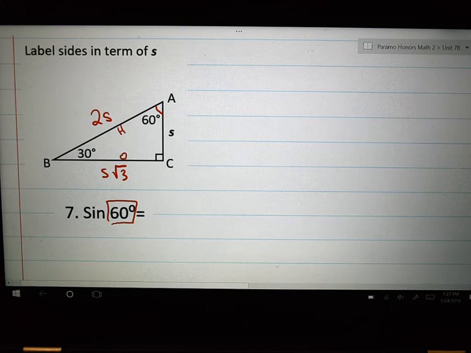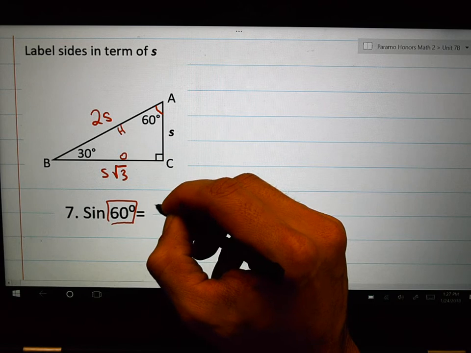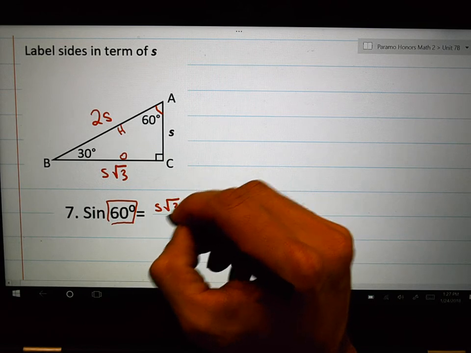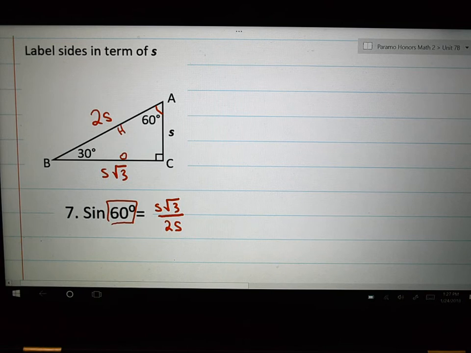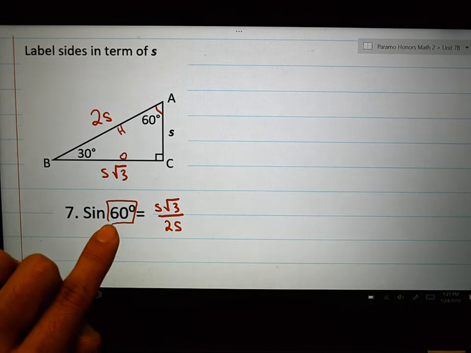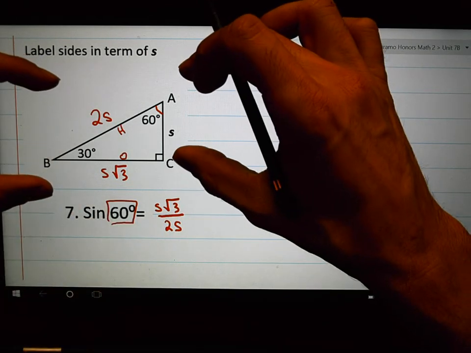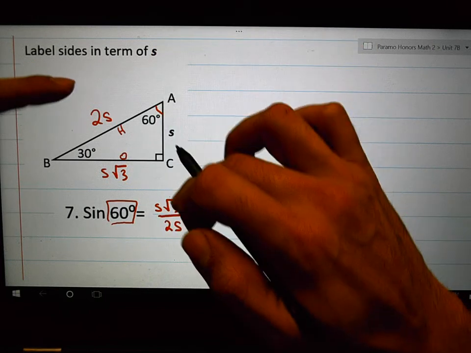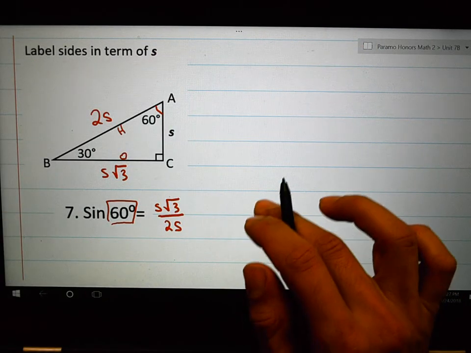If I'm using sine, I'm using SO of SOHCAHTOA. The O over the H. The S root 3 over the 2S. That's what it is. So when I ask you to find the sine of 60 degrees, if I'm using a shortcut to do this, it's going to be in terms of s, but watch what happens when I'm dealing with this problem.